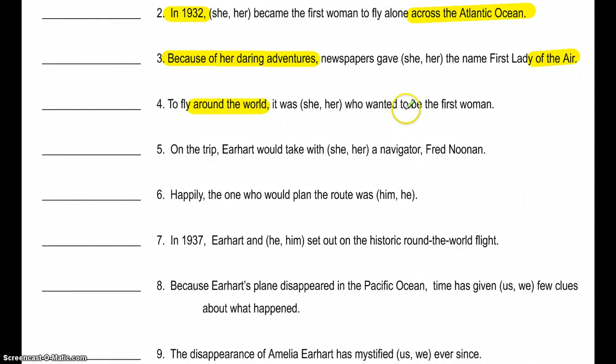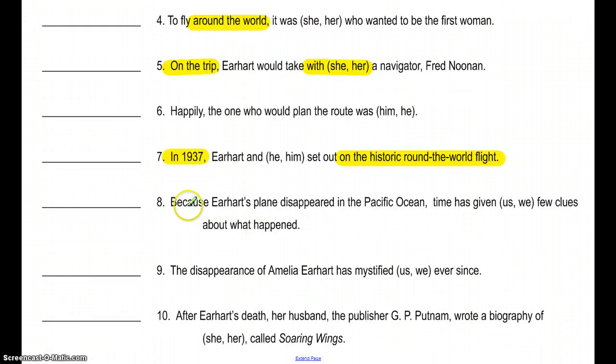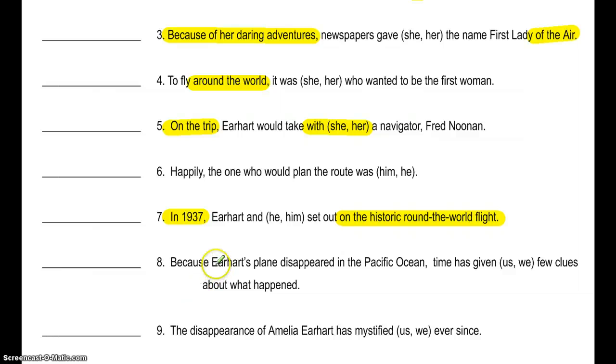Around the world. To be, I know that be is a verb, a linking verb. On the trip. With she or her. In is a preposition, in 1937. On is a preposition. On the historic, I've got to keep going to the noun. On the flight. And then all those other words are adjectives. Because, I had because up here, but the difference is there's no "of." So it's just because, which usually indicates a dependent clause. And we'll come back to that.